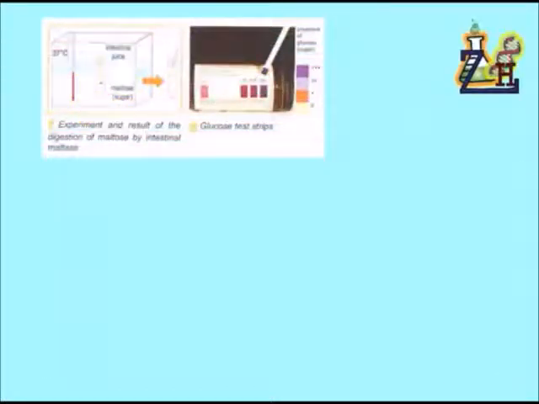Now, the last experiment is done this time on maltose, and we added to it some intestinal juice. And then they made the glucose test. These are strips, just like the pH strips. They dip them inside a solution and they look at the color. Notice that we got the violet color, which means the presence of glucose.